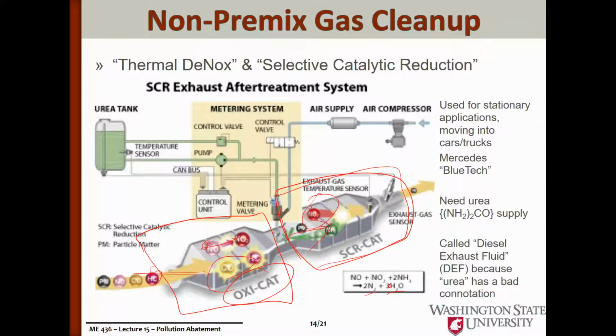So what is this fluid? Well, it's mostly ammonia. It's diluted. It's generally called diesel exhaust fluid. If you see it on the shelves at a service station, it's called diesel exhaust fluid. What it actually is chemically is urea. Urea has a bad connotation. It sounds like urine. It's pretty close to what urine is. So they went for a little bit of branding, and they call it diesel exhaust fluid.